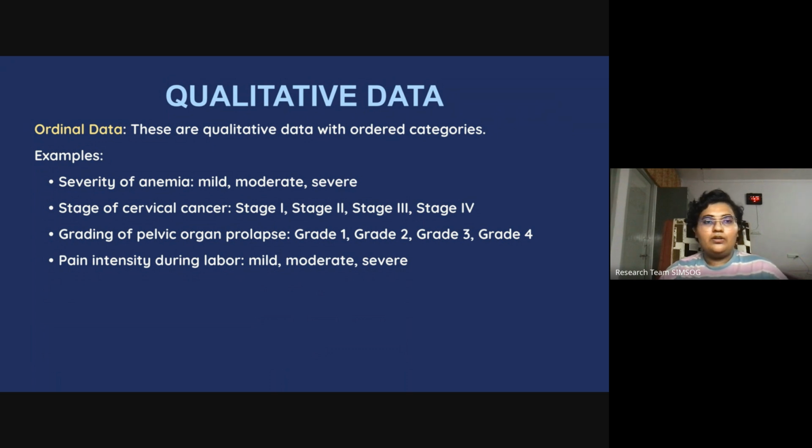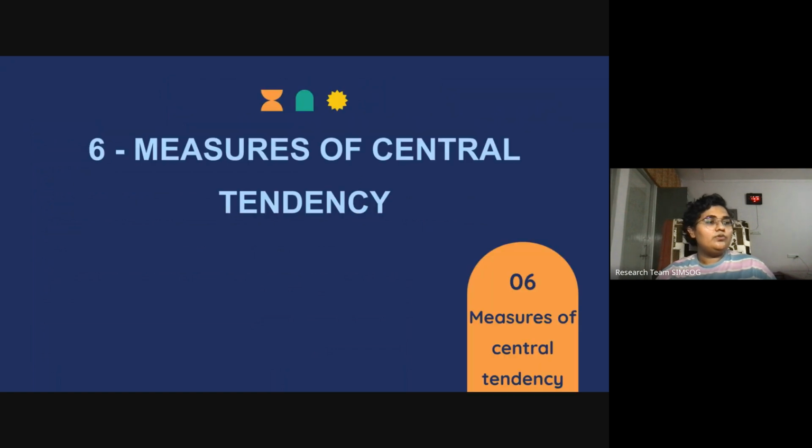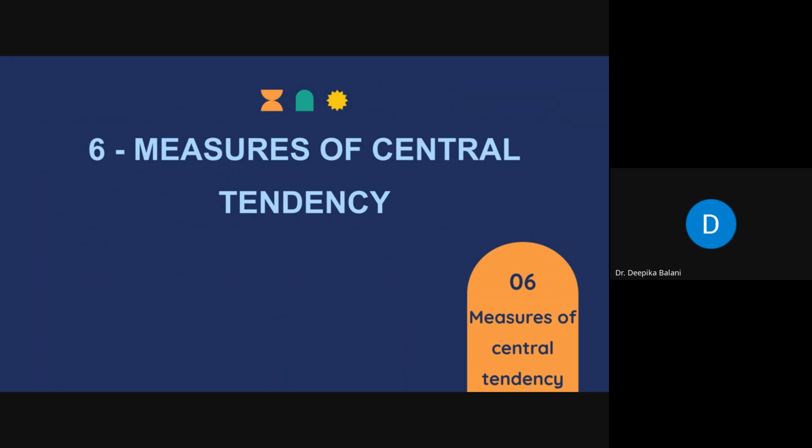Okay. Now let us move on to measures of central tendency. Okay, I see somebody has raised their hand. Yes, Dr. Deepika. I just wanted to confirm that though we are measuring various factors in APGAR scoring, the end result is numerical in nature. So I was unable to distinguish between ordinal and discrete.